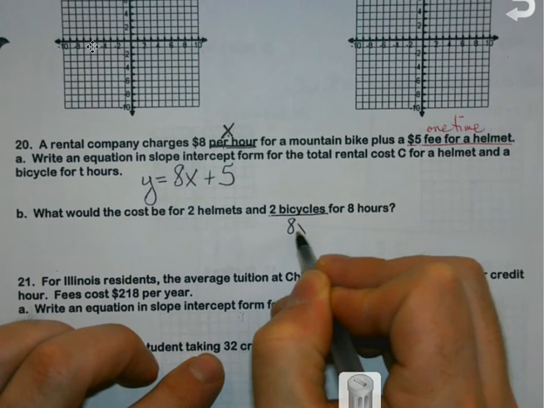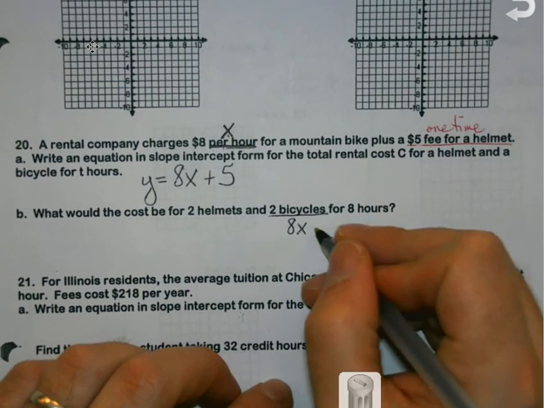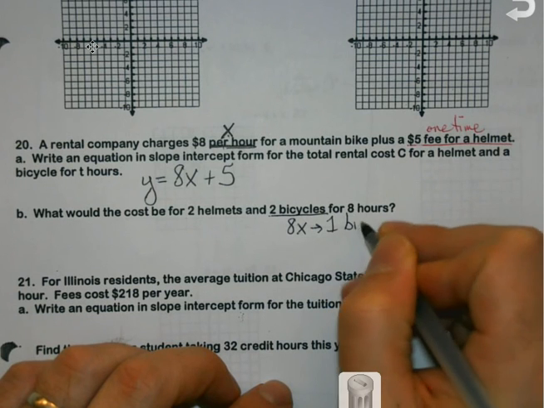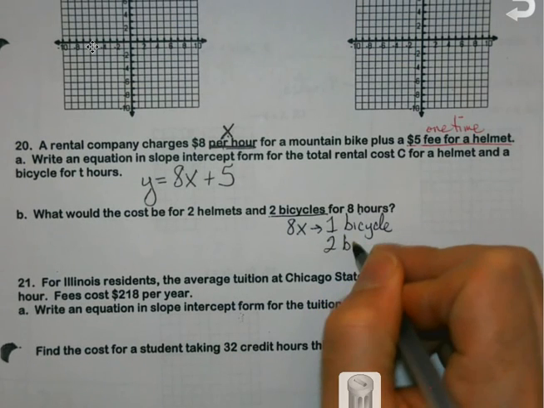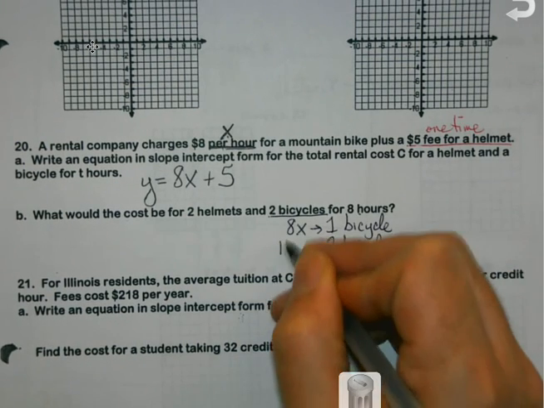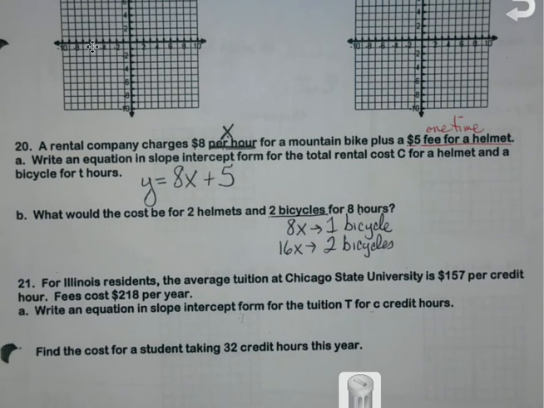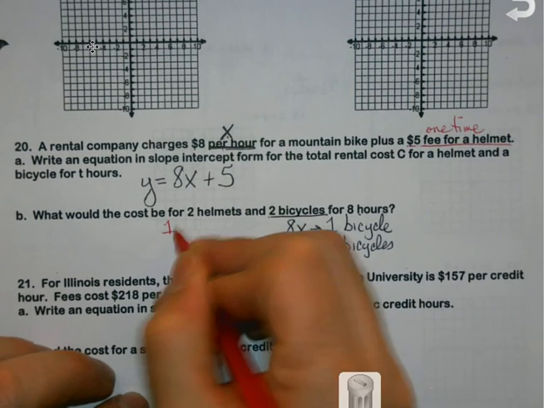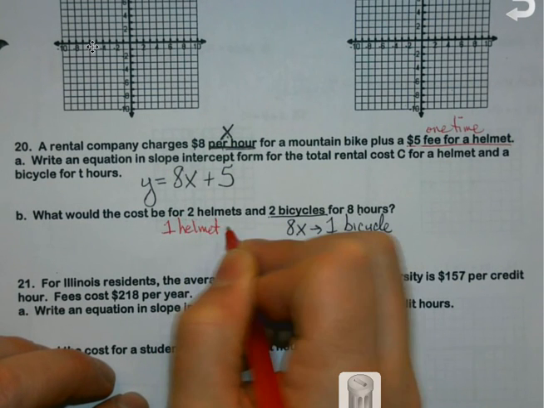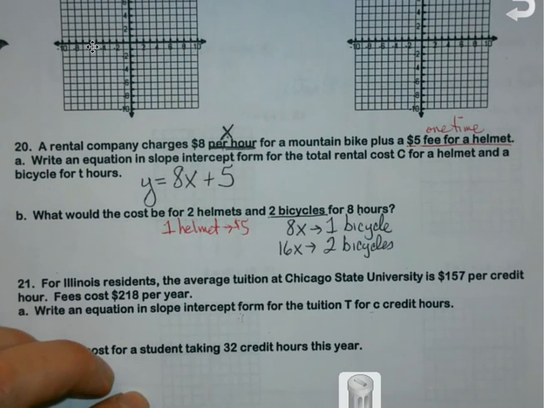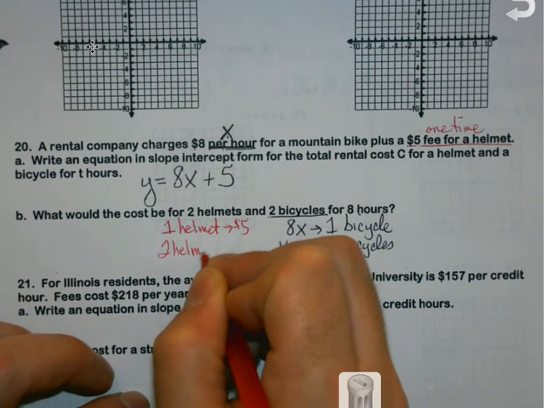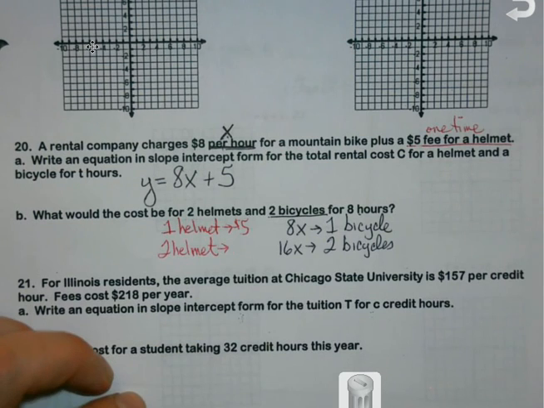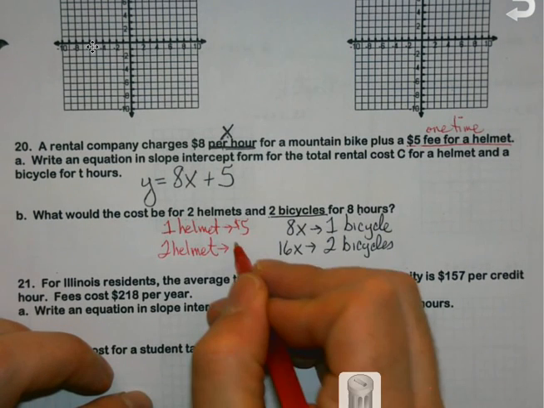are $8 an hour normally, but that's for one bicycle. If I have 2 bicycles, how much am I going to be spending an hour? Nice. 2 bicycles would cost me twice as much. So it would be 16x. If 1 helmet cost me $5 to rent, how much is 2 going to cost me? How much are 2 helmet rentals going to be? $10.